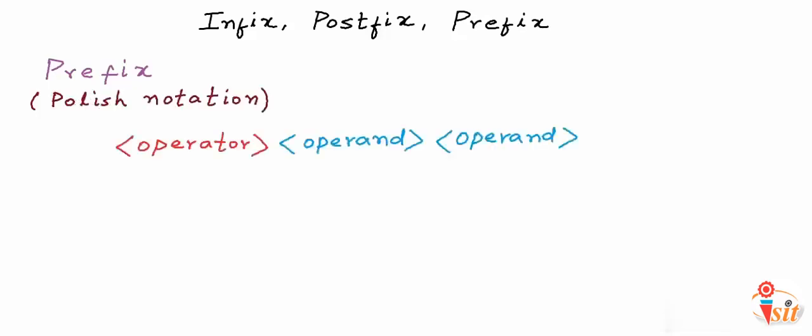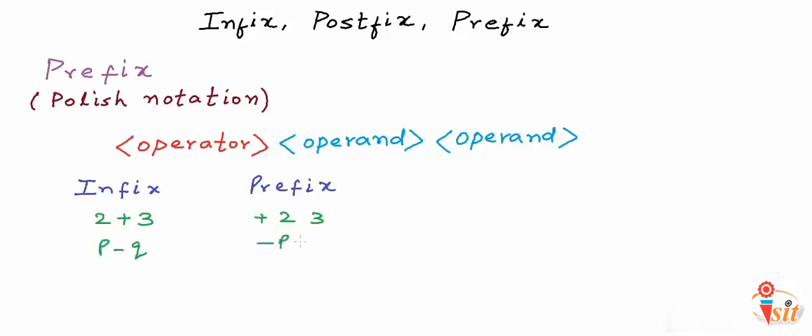In prefix notation, the operator is placed before the operands. This expression 2 plus 3 in infix will be written as plus 2 3 in prefix. Plus operator will be placed before the 2 operands, 2 and 3. P minus Q will be written as minus P Q. Once again, just like infix notation, an operand in prefix notation doesn't always have to be a constant or variable. An operand can be a complex prefix expression itself. This expression a plus b asterisk c in infix form will be written like this in prefix form.